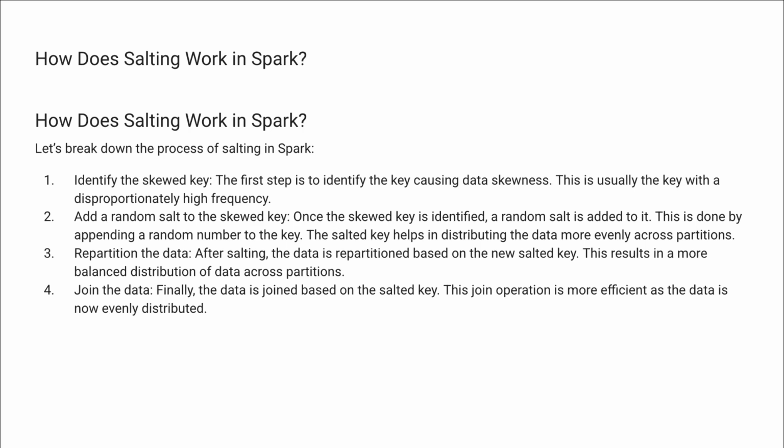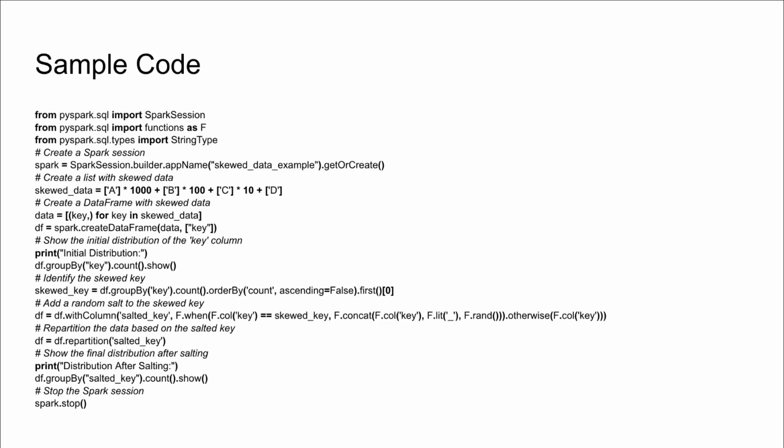So let me explain that with an example. Here is the sample code that explains how the data skew could happen and how we can resolve it. In this simple code, first we are creating the list skewed_data, where A we are creating 1000, B only 100, C 10, and D 1. So we are preparing the data frame.